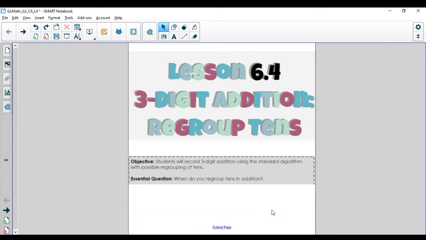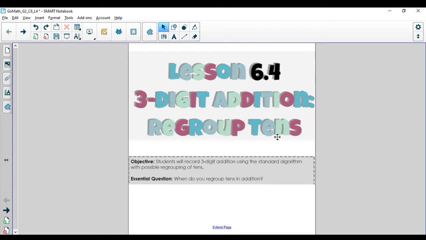Hello, my friends. We've been working really hard on two-digit addition with and without regrouping. This week, we've begun to introduce our three-digit addition. Today, we're going to focus on regrouping tens. So, my first question for you is, how do you know when you need to regroup?